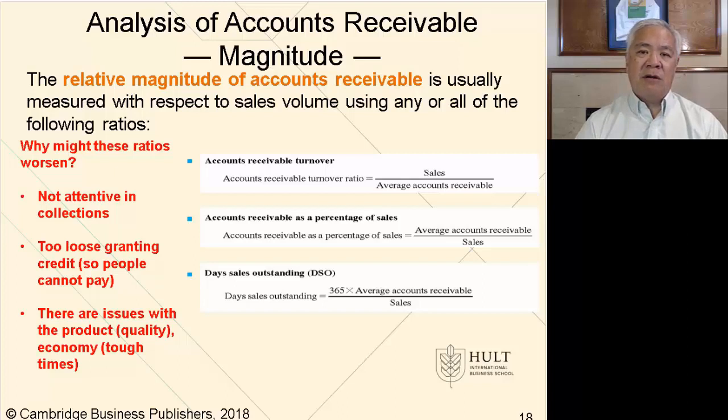And third is maybe there are some issues with quality where people are now being a little grumpy and not paying for damaged goods. Or the economy is tough, and generally when the economy is tough, just things get tight all over and people just don't have money. They have the intention to pay you and they would like to pay you, but they just don't have the money, right? So tough times often put strain on the system.